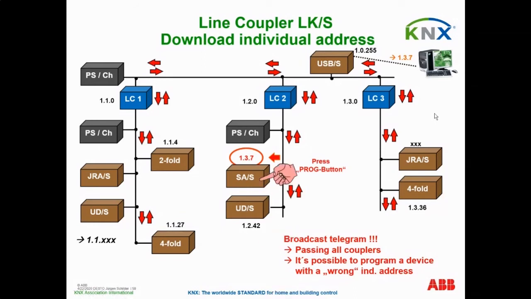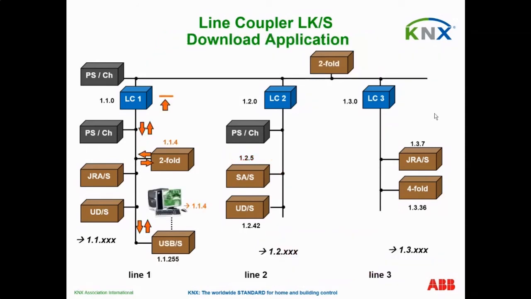Again, we just press the programming button, and we get the issue there. When we're downloading an application, if possible, it's always quicker to sit in the line that you're programming to. It's not always possible, but it's quicker, and it's usually handier. And it causes less of an impact on the rest of the network because we're only downloading in the section that we're in. We're not downloading anywhere else through the network.